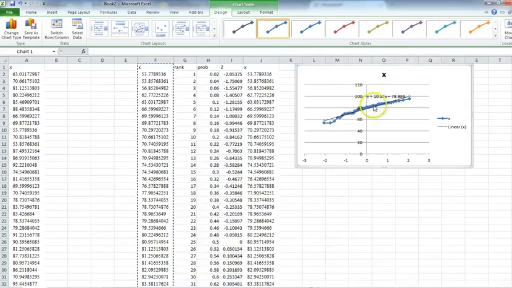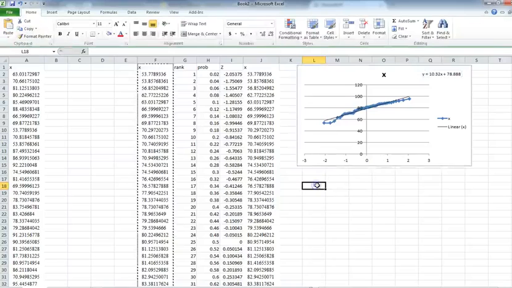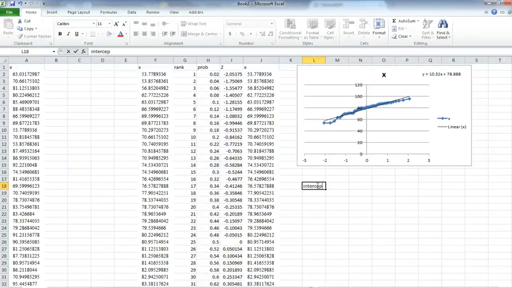Close. Let's take this equation, put it on the side. The intercept of this line should be close to the mean. So my mean should be close to 78.88, not exactly, but close, 78.88. And your slope, which is 10.32, should be the standard deviation, which we've seen. So the standard deviation should be close to that. Fits a straight line pretty well.